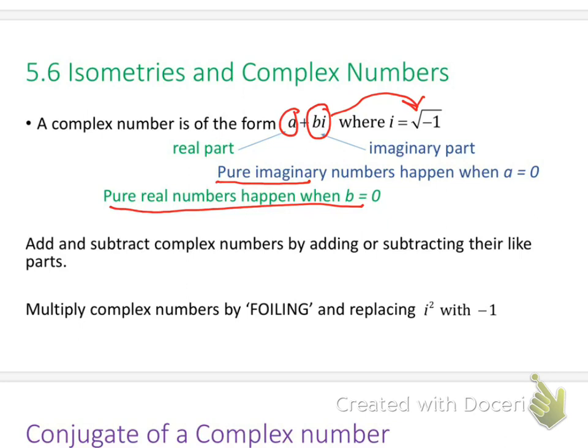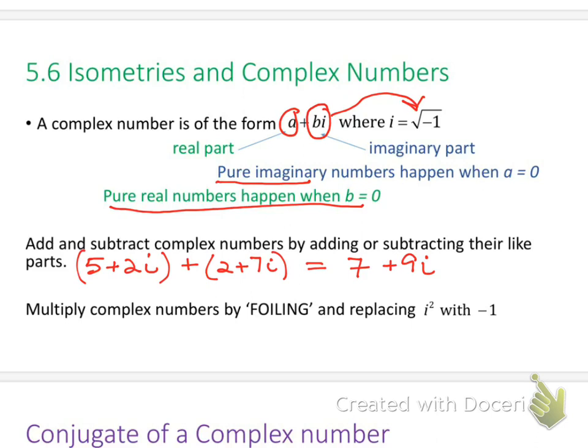Okay, what you can do is you can't add apples and oranges. So you add and subtract complex numbers by adding or subtracting their like parts. So for example, if I have 5 plus 2i added to 2 plus 7i, to add those two, I would get 7 plus 9i. I cannot combine that any further.